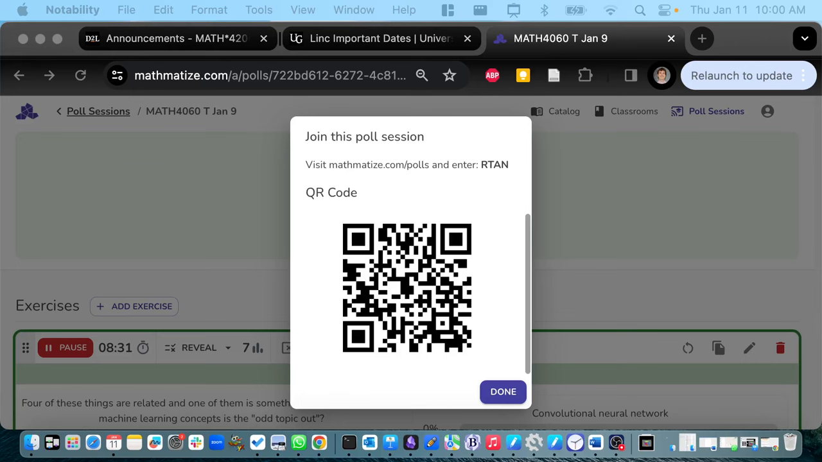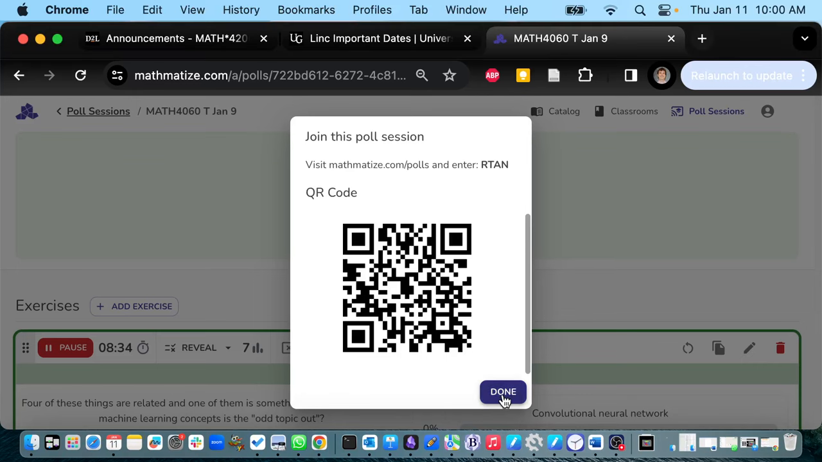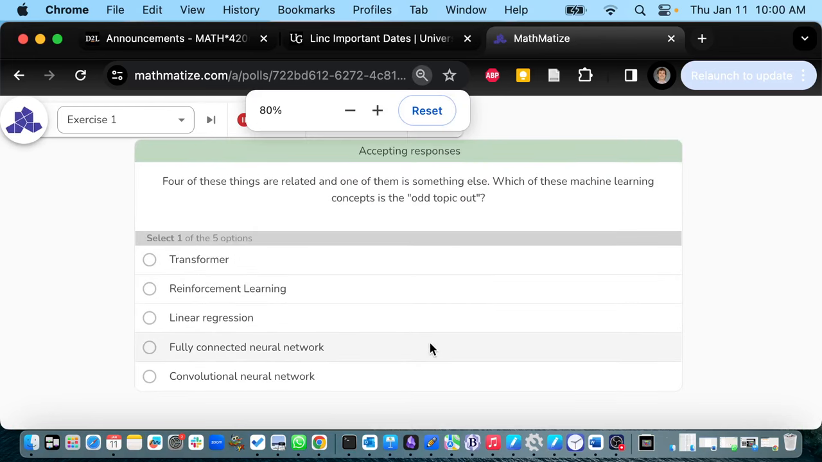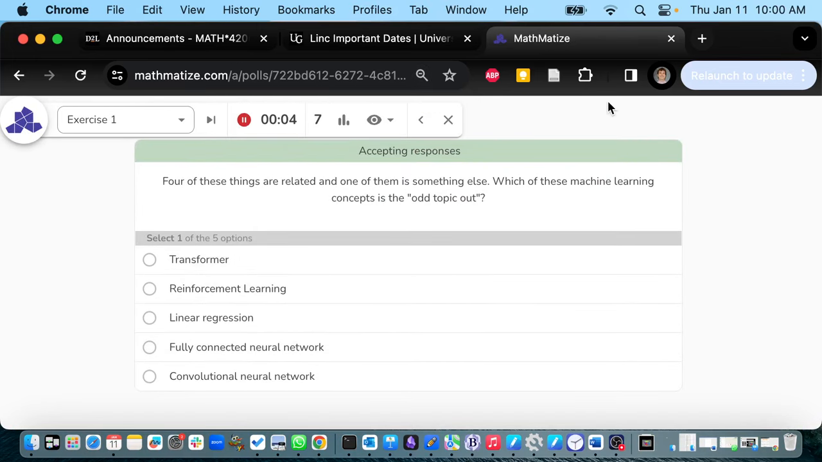Okay, starting with the very first question of the class, I want to present it. Here are five different machine learning buzzwords, and four of them go together and are related, and one of them is the odd one out. I want to see if you can guess which one is not like the other ones, just for fun. I'll give you a minute to do this.